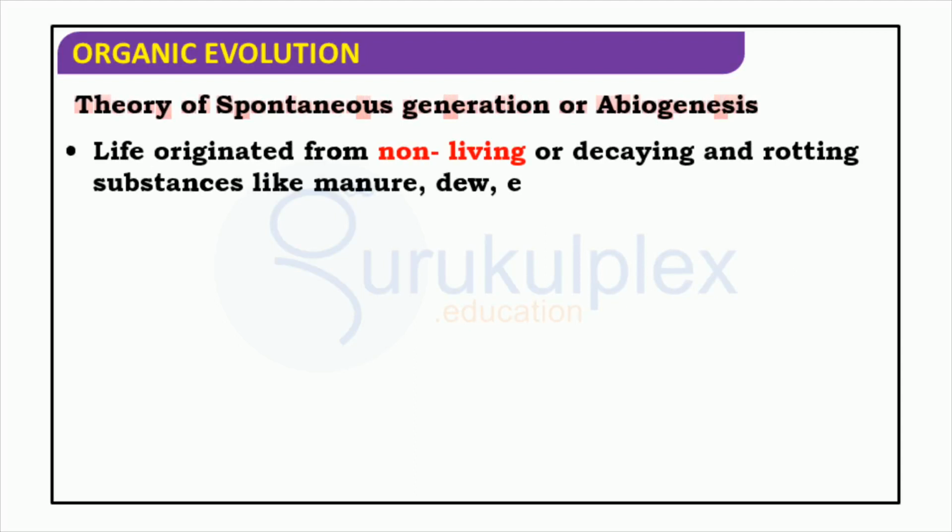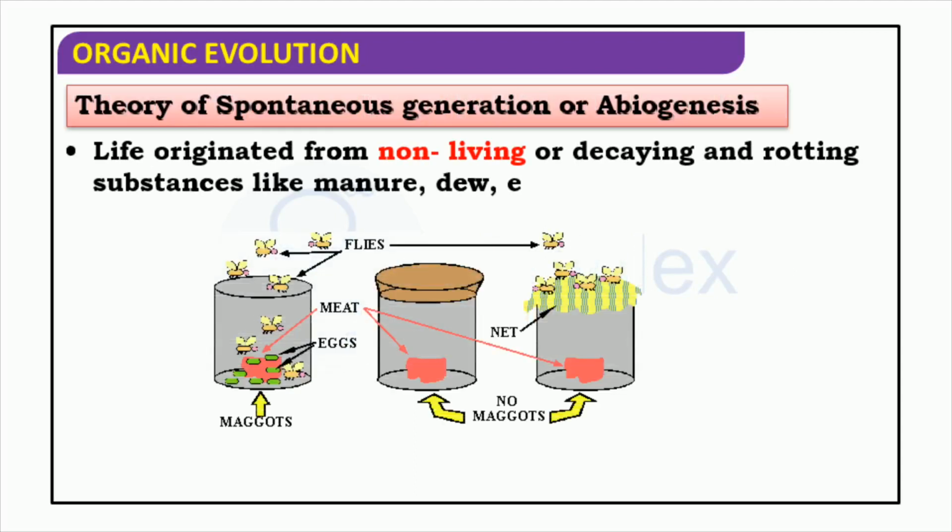Spontaneous generation or abiogenesis is a theory that suggests life was formed from non-living or decomposing materials like manure or dew. This theory was suggested in ancient times and was widely accepted until the 19th century. Eventually, however, it was debunked and replaced by biological evolution, proposed by Charles Darwin.